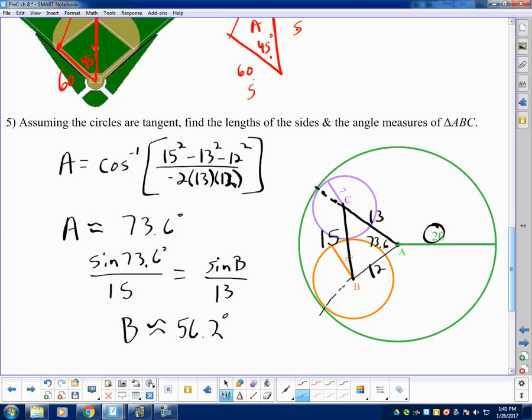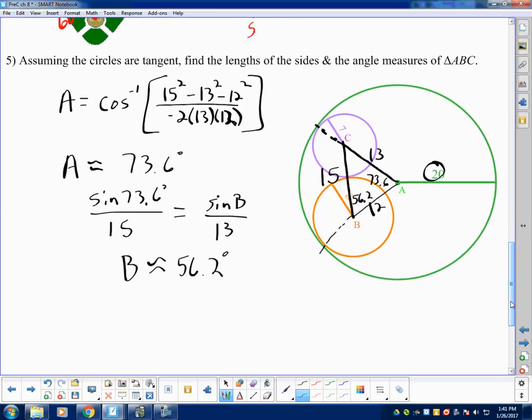So if B is 56.2, then C, we can tell from the picture, it looks like it makes sense. 180 minus 56.2, if I took that angle, whatever that is, and combined it with 73.6, I'd get something bigger than 180. Just checking here for our ambiguity. But C is equal to 180 minus the sum of those two, which should come out to be 50.2 degrees. And you have solved for that triangle. I hope this helps.